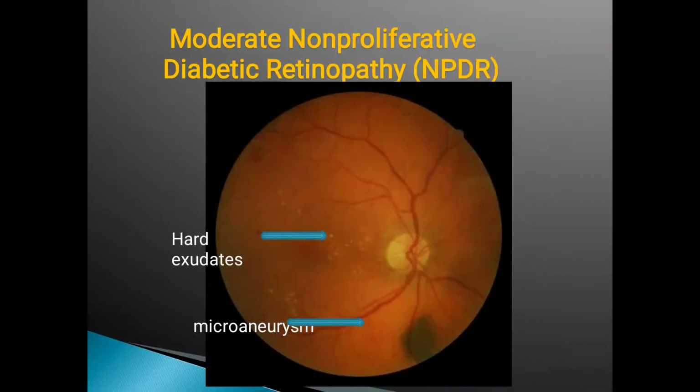You can see here that there are hard exudates in the macula, and there is a microaneurysm inferiorly. See this blackish or bluish patch inferiorly; it is not related to diabetic retinopathy. Probably this is a nevus in the retina.